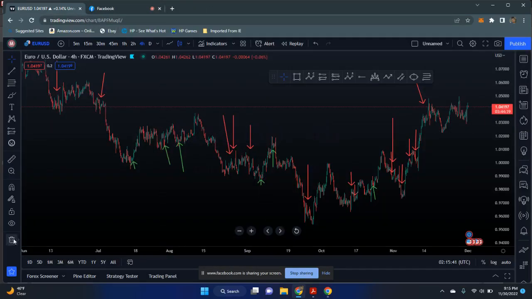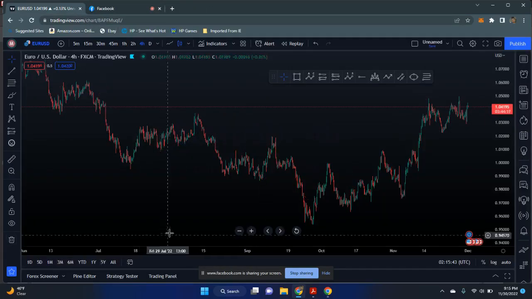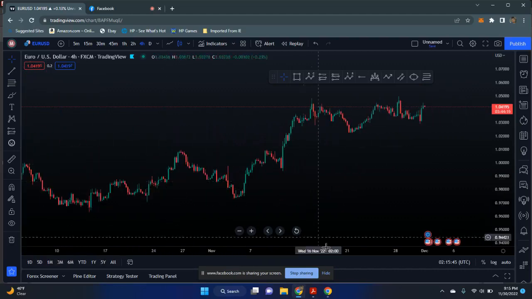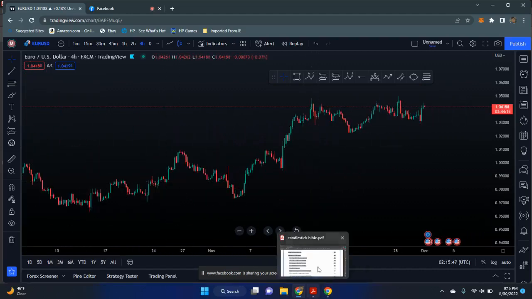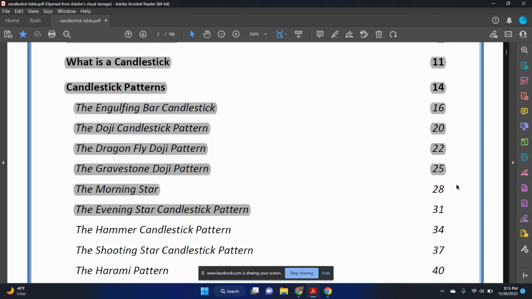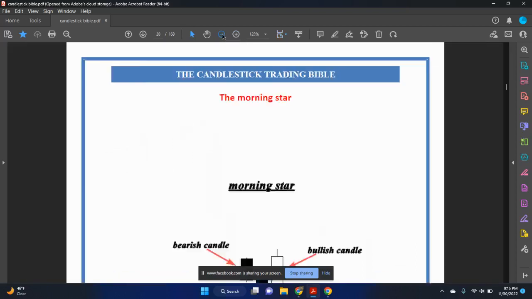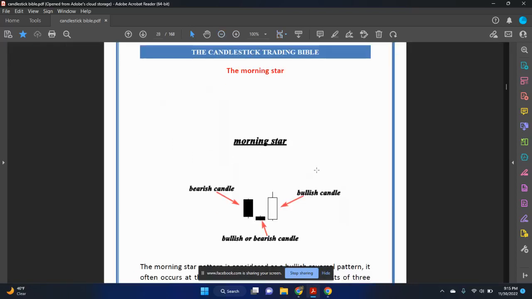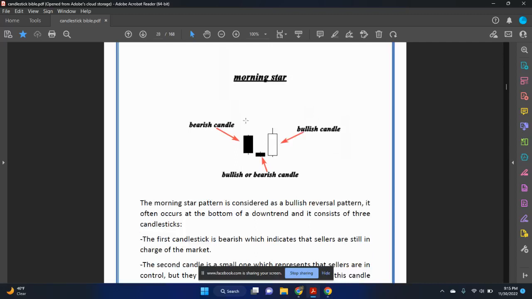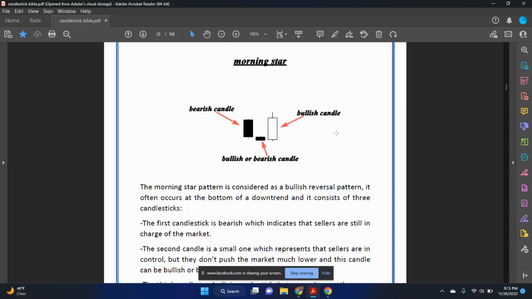All right, so we got that out the way. Let's clear this and let's talk about it. So the morning star. Here we can see the visual.